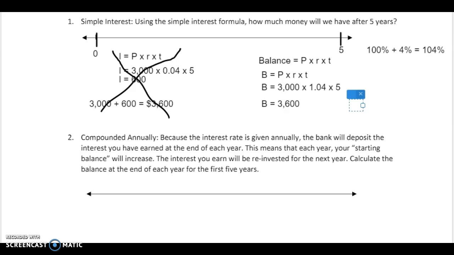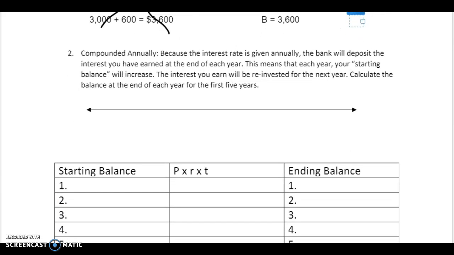Because the interest rate is given annually, the bank's going to deposit the interest you have earned at the end of each year. Okay, so if you keep your money in the bank for 1 year, they're going to calculate that interest and put it into your account. So that means that each year your starting balance is going to increase because they're going to take the interest that you earned and put it in your account. So then the next year, when your balance is a little bit higher, you're going to earn interest on that full amount. Okay, which might sound a little bit more complicated, but we'll do this example together, kind of show you what I mean here.